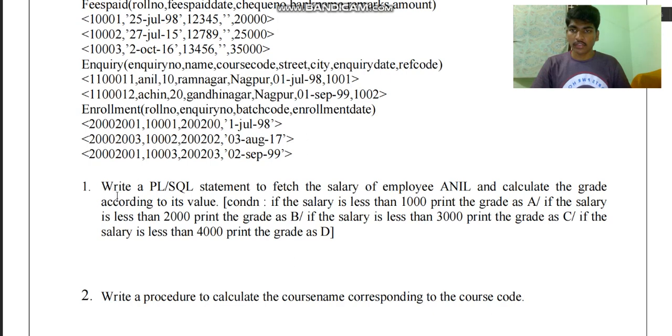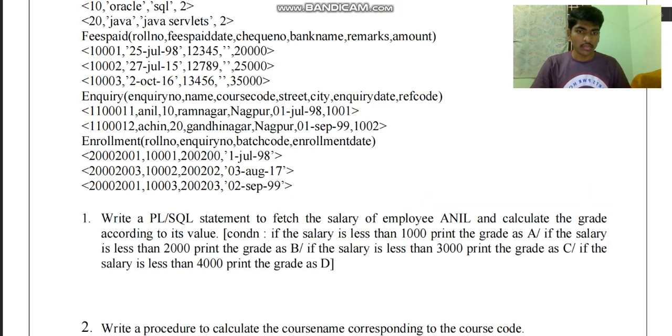This is the first question. We need to write a PL/SQL statement to fetch the salary of an employee and calculate the grade according to its value. The condition is: if the salary is less than 1000, we need to print grade A. If the salary is less than 2000, we print grade B. If less than 3000, grade C. If less than 4000, grade D. Now we can see the code.